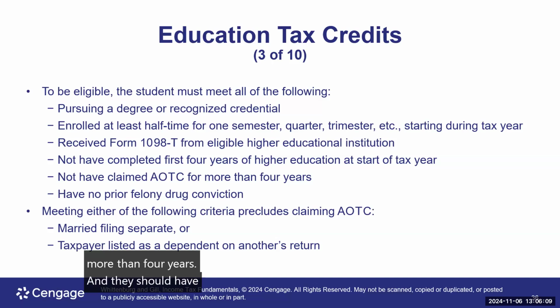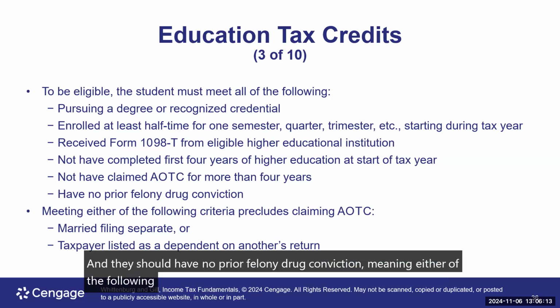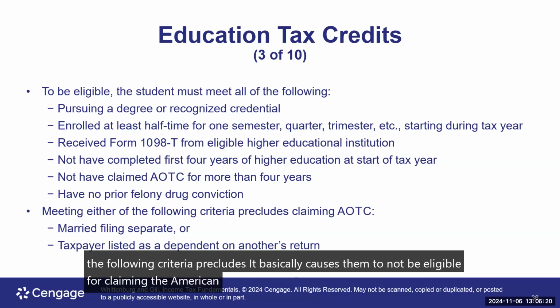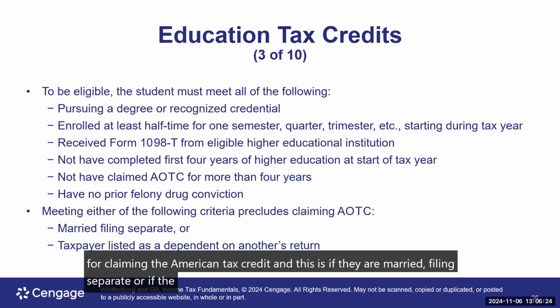Meeting either of the following criteria precludes them from claiming the American Opportunity Tax Credit. This is if they are married filing separate, or if the taxpayer is listed as a dependent on another return.